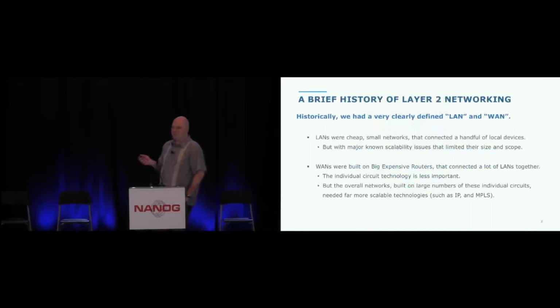So, an absurdly basic recap of networking. Historically, in layer 2 networking, we had a very clearly defined LAN and WAN, right? LANs were these very cheap, small networks that connected a handful of local devices. And there are obviously major known issues with scaling that out. So you had very small LANs. And whenever you wanted to connect multiples of those together, whenever you did them over distance, whenever you did pretty much anything, you had a very clearly defined WAN.